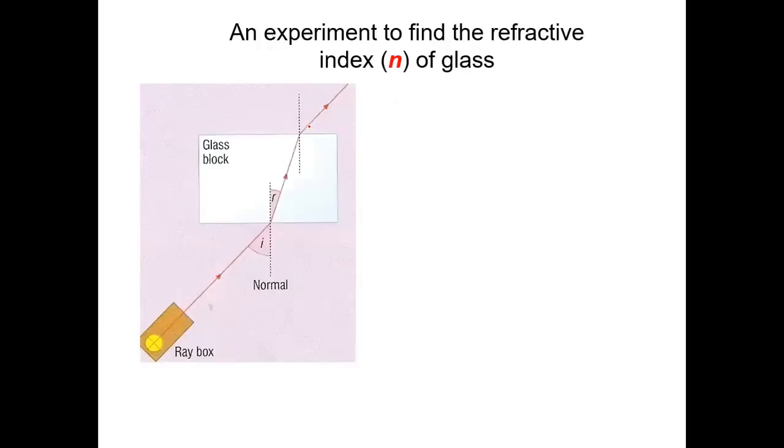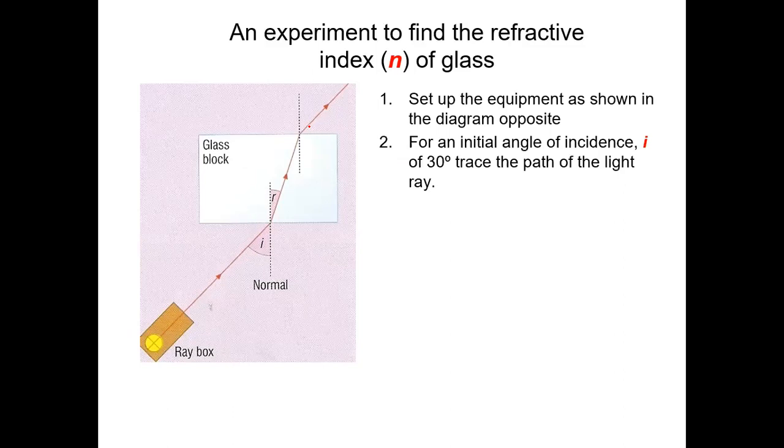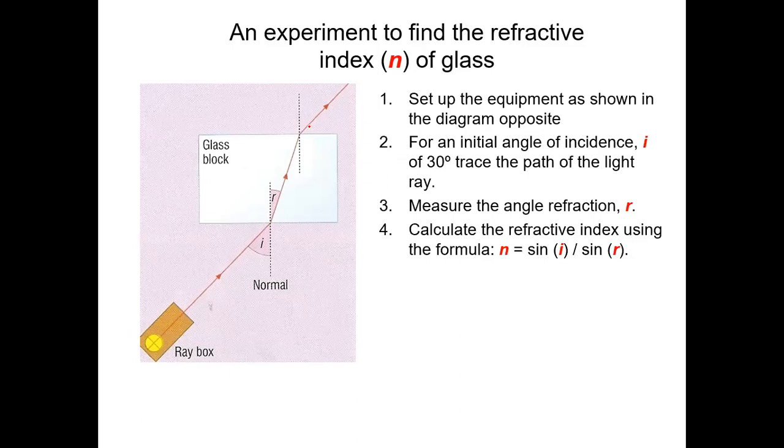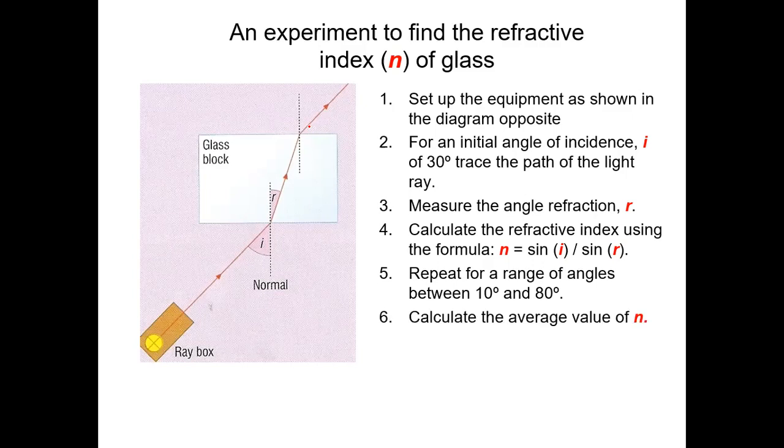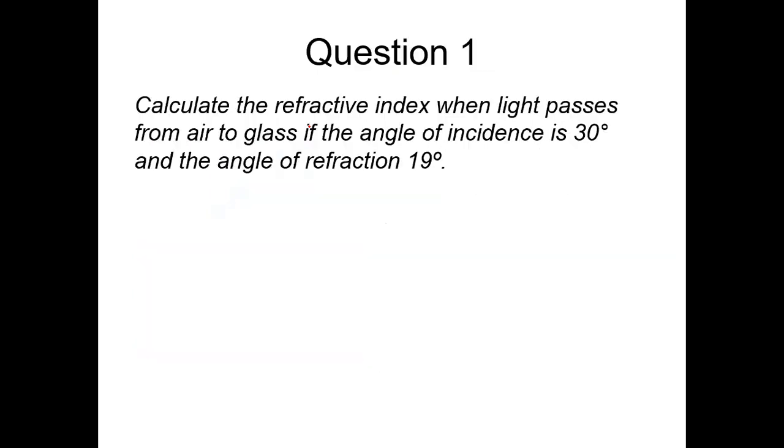The next topic is the experiment to find the refractive index of the medium. You have to set up the apparatus as shown in the figure. Then you draw the incidence angle of 30 degrees, and trace the light track. Then you measure r, and calculate the refractive index using n equals sine i by sine r. That's quite easy, and you can repeat it for any angle of incidence for the incident light between 10 and 80 degrees, and then you can take the average value, which will give you an accurate value for the refractive index of the glass block.